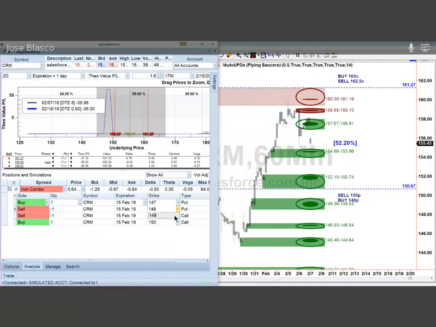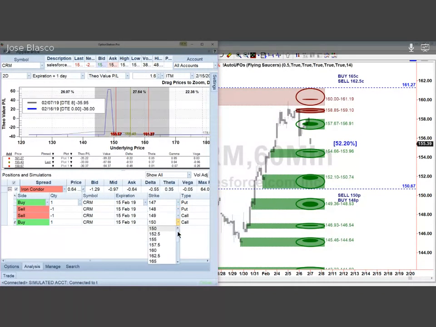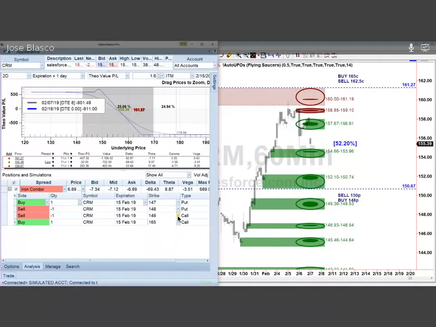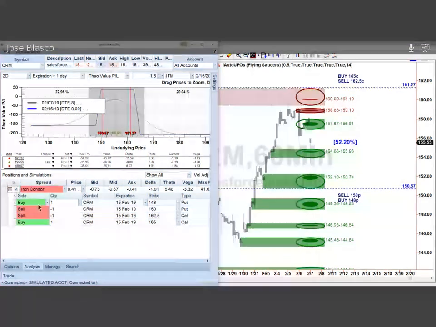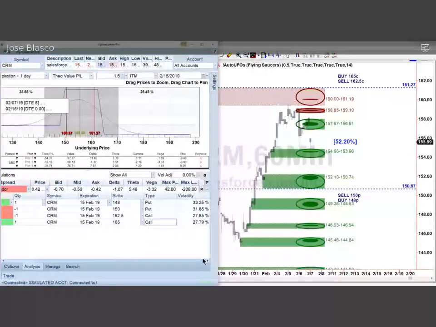So let's begin with a call, 165, 162.5, and then we'll do 150, 148. Green color +1 is buy, red color -1 is sell. So selling the 150 put, this should be the opposite, guys. Sorry, I don't know how I read this.